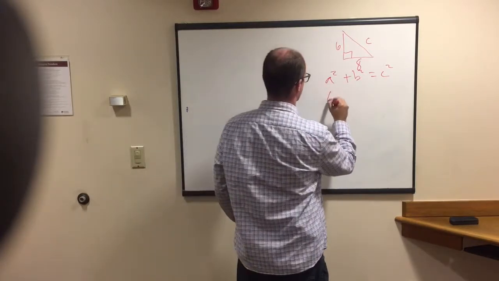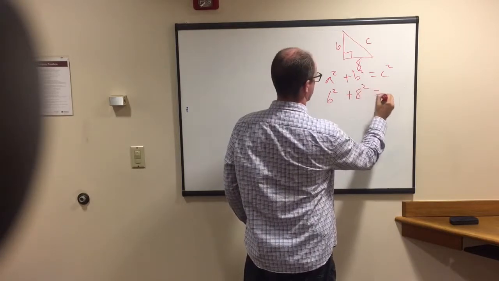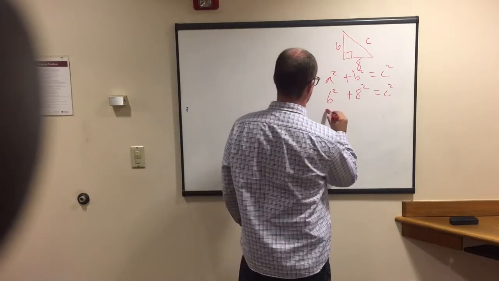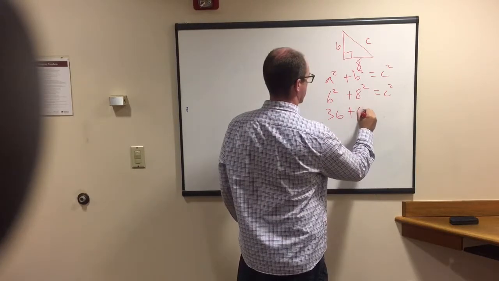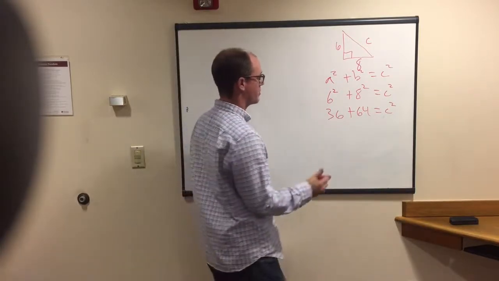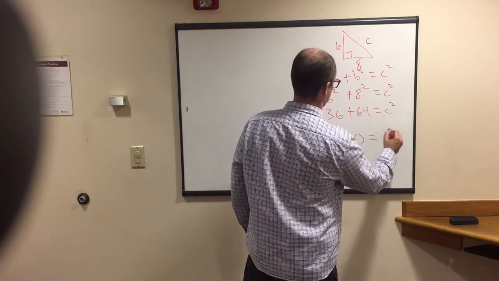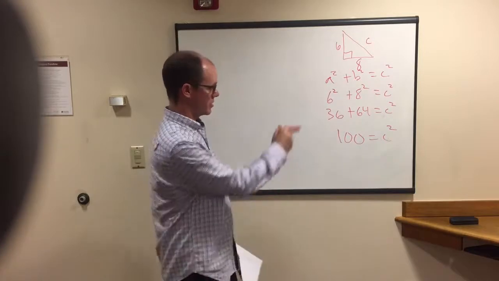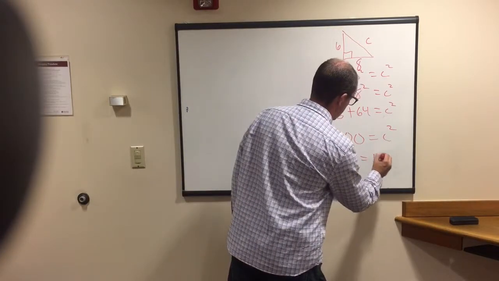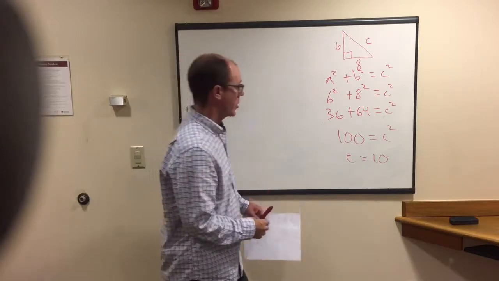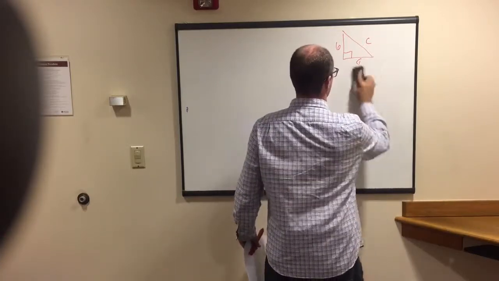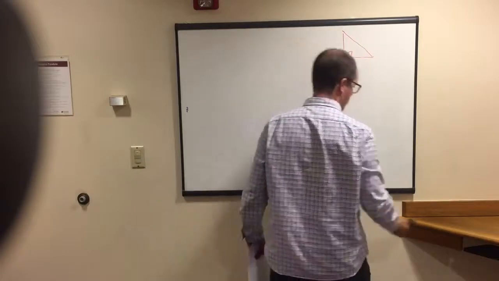So now let's plug in our numbers: 6 squared plus 8 squared equals c squared. Okay, and then 6 squared, 6 times 6, is 36, plus 8 squared, 64, equals c squared. 36 plus 64, that's 100, equals c squared. And then we just have to square root each side, so we get rid of the c squared and it just becomes c. And the square root of 100 is 10. We have c equals 10. Okay, that's the first one. That's really all there is to it. We'll do a couple more and make sure everybody's feeling good about these.